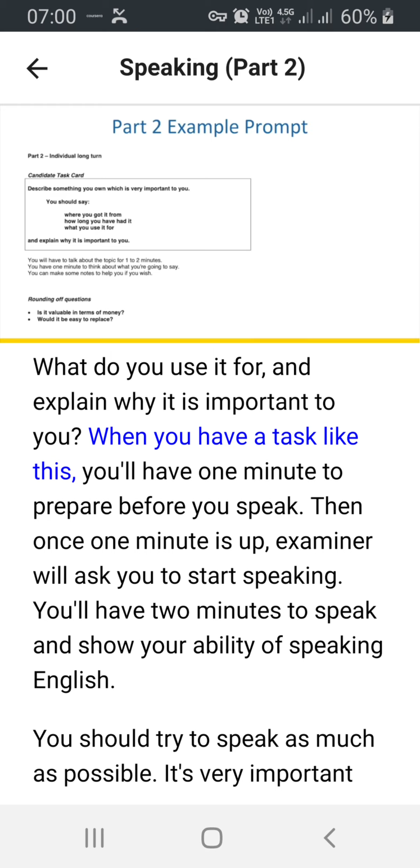So when you have a task like this, you'll have 1 minute to prepare before you speak. And then once 1 minute is up, the examiner will ask you to start speaking. So you'll have 2 minutes to speak and show your ability of speaking English.